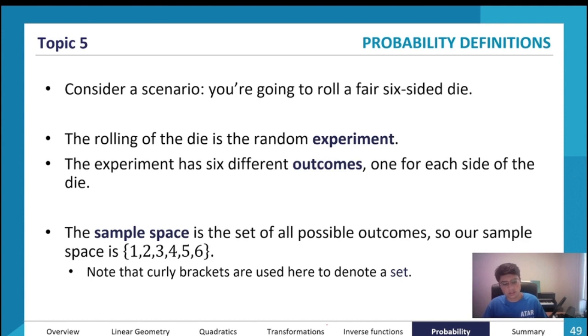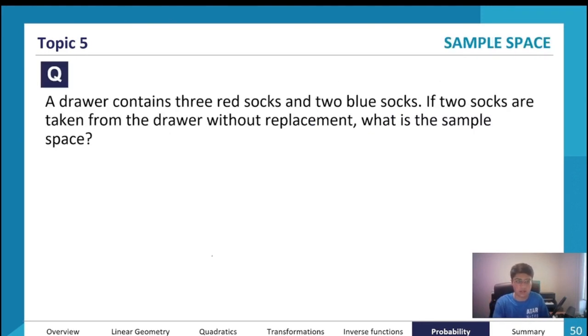We'll go a little bit into what we call set notation here. But what you should know is when you have a list of numbers separated by commas and bracketed by these curly brackets, that's the mathematical way of denoting a set. Again, we'll get into the notation and everything a little bit later.